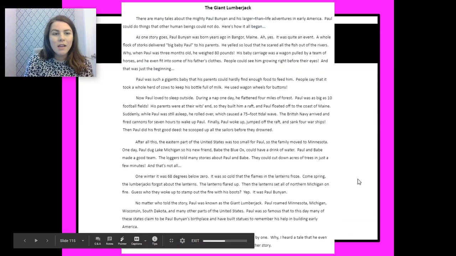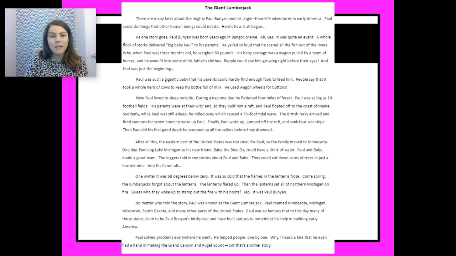Hey y'all, welcome back. We just finished talking about point of view. We did an activity where we looked at some movie clips and determined the point of view, and then we previewed the text for today. Remember, we're reading a text called The Giant Lumberjack.